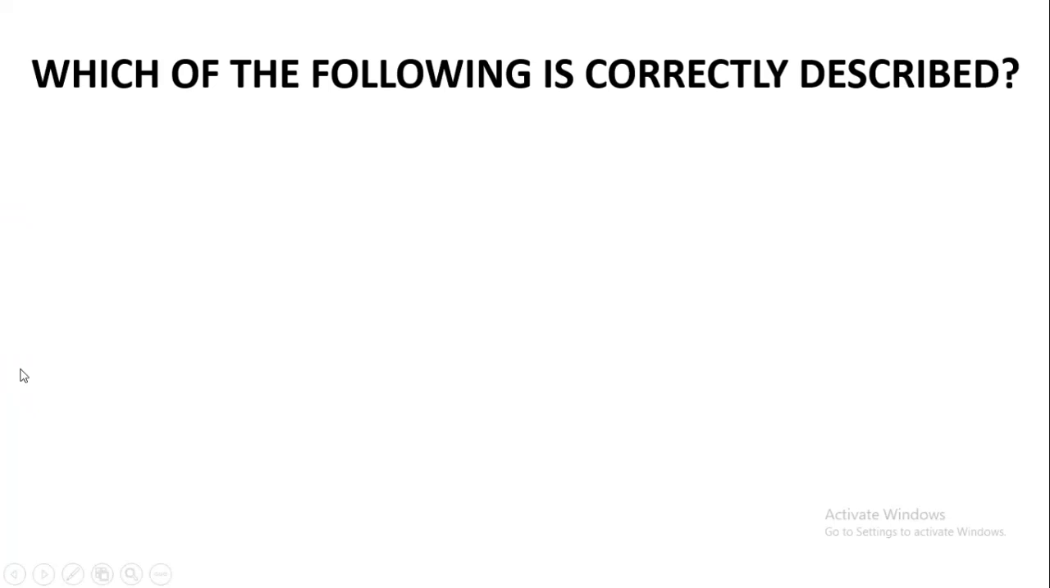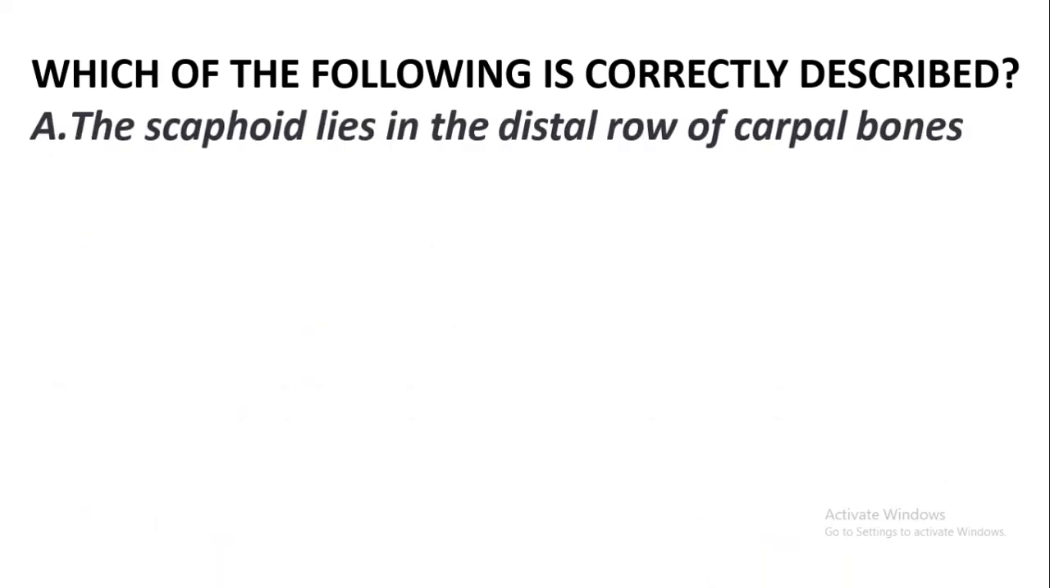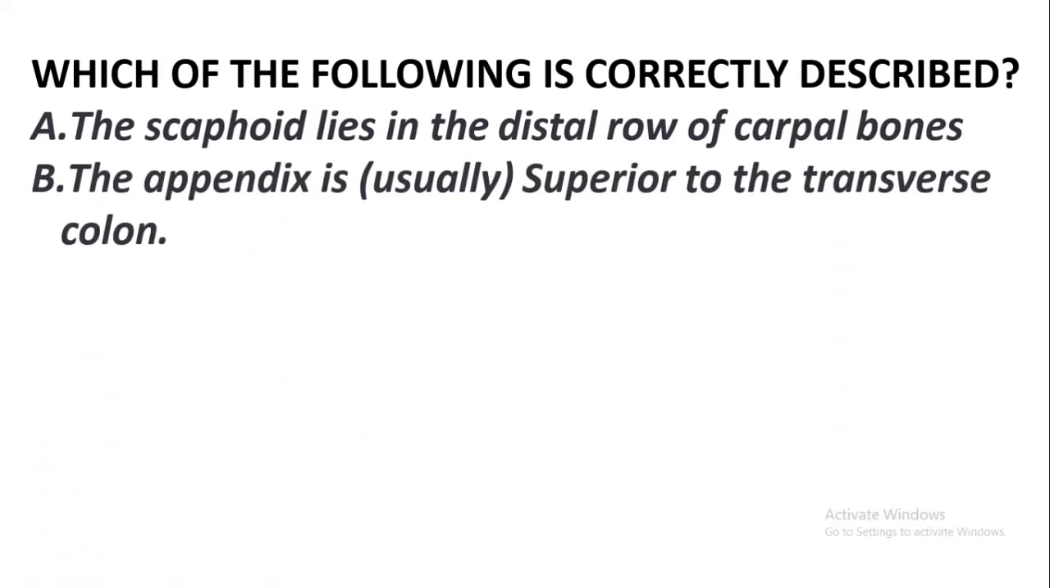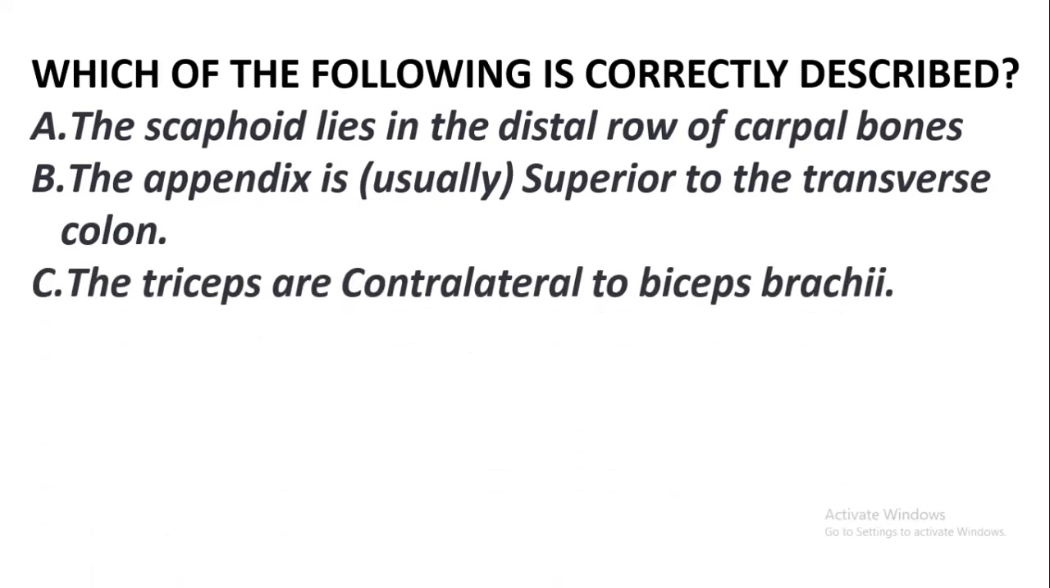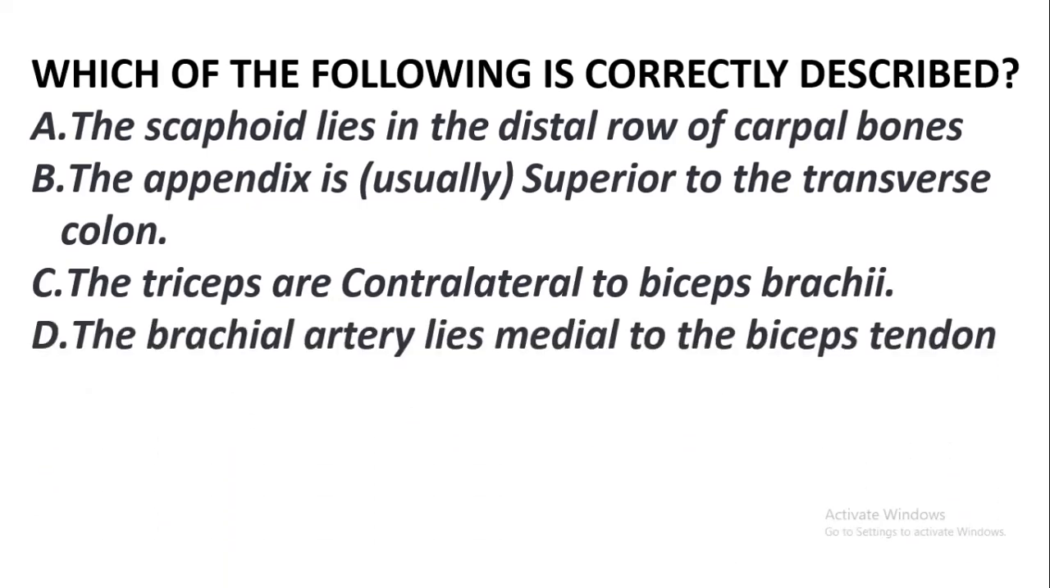Alright, so let's quickly continue from where we ended, and sorry for that disturbance. The question we were at is, which of the following is correctly described? The first one is, the scaphoid lies in the distal row of carpal bones. The next one is, the appendix is superior to the transverse colon. The other one is, the triceps are contralateral to the biceps. Then the other one is, the brachial artery lies medial to the biceps tendon.